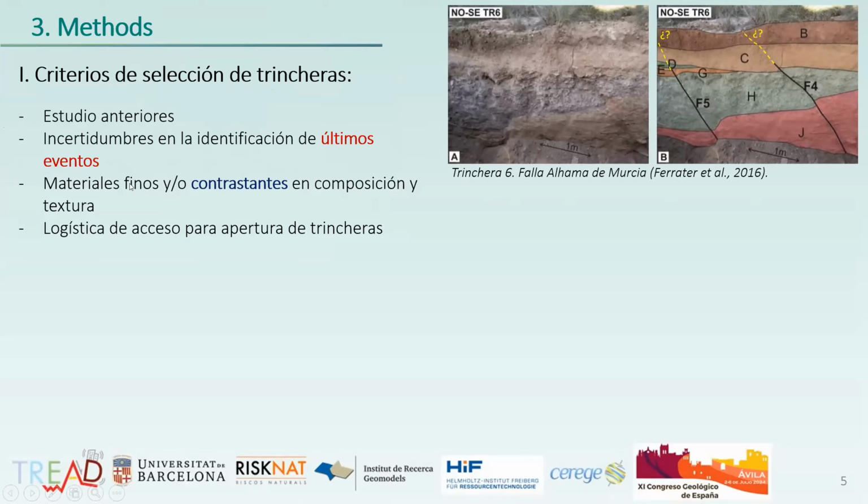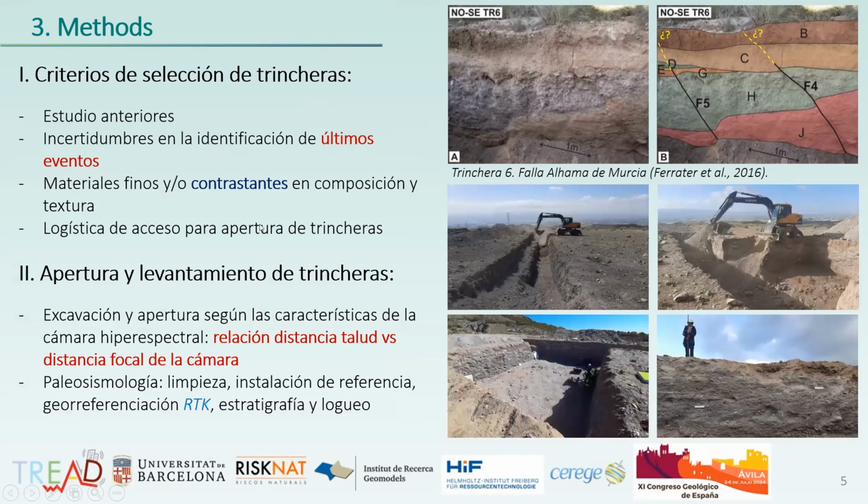Also, in hyperspectral mineralogy, it is really important to have contrast. If we don't have contrast in terms of mineral and grain size, it's not so easy to recognize. And also consider how complicated it is to open the trenches. So we went there. We used a hyperspectral camera, the Specim FENIX 1K, that is normally used in airborne missions. So it's a big camera.